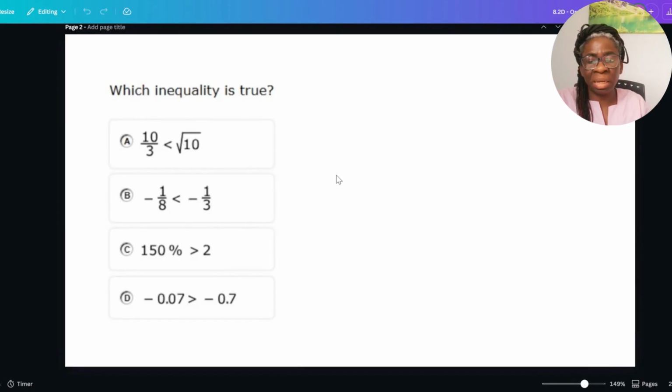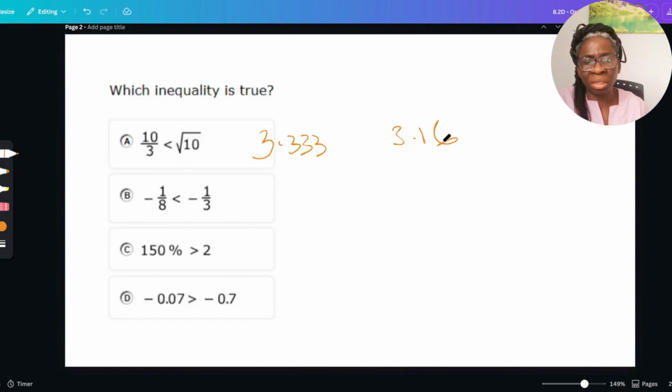10 divided by 3 will be 3.333. So this will be 3.333, and the second one is root 10. What is root 10? Root 10 is 3.16, and this inequality says 3.33 is less than 3.16. Is this true? No.